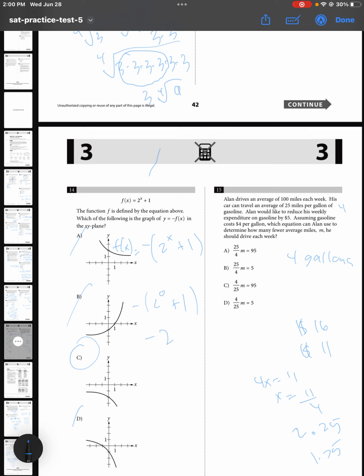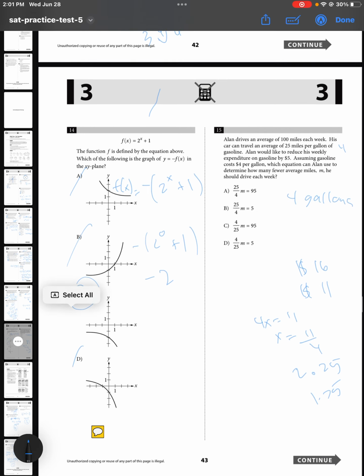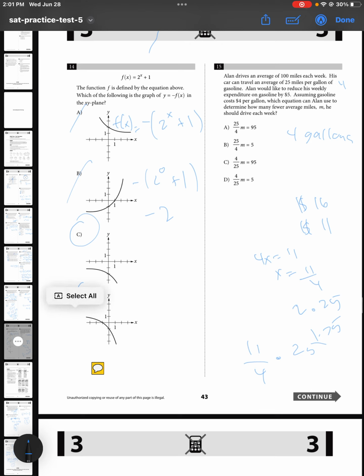So y'all see where I'm going with this? Okay, so how much time do we have? I think I'm gonna get there, but 5 minutes. Okay, so he usually, on average, gets 4 gallons per week, because 25 times 4 equals 100. So that would cost him $16. So he wants to get down to $11. So to get $11, he would need 4x times 11. 11 over 4 gallons puts you at 11 over 4 times 25, 275 over 4.